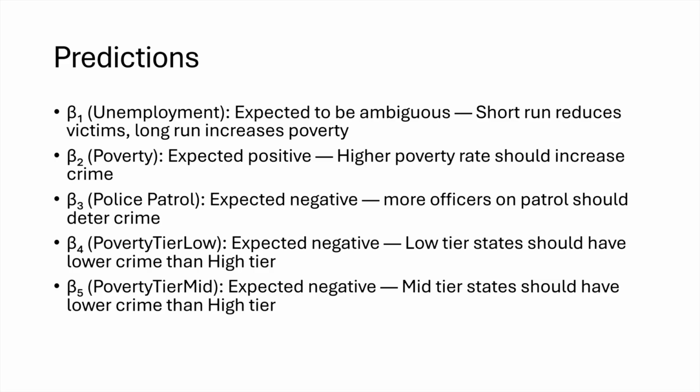For poverty, we expect a positive sign where higher poverty should increase the amount of crime. For police patrol, we expect a negative sign as more officers on patrol could deter criminal activity. And for both poverty tier coefficients, low and mid, we expect negative signs since both could have lower crime compared to the higher tier reference group. And these predictions set up our formal hypotheses, which we'll go through on the next slide.